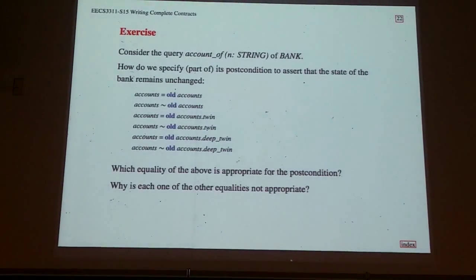What was the question? The question is, you need to have a way to enforce that programmatically, right? And the way to enforce that is by writing complete contracts. So now the question for you is, because this is a query here, we want to make sure the old value for the accounts should be equal to the new value of the accounts. Now, how do we ensure that?